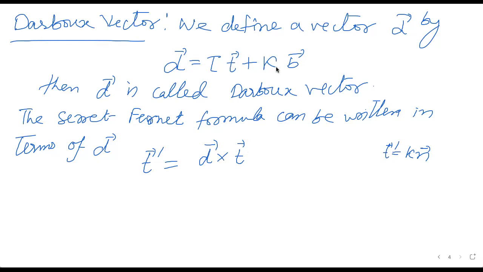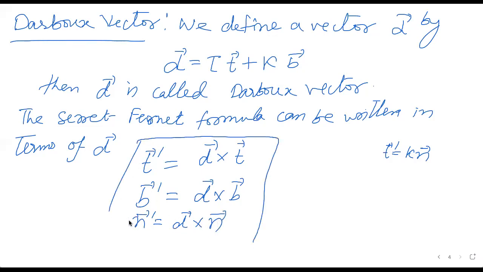It is 0. And b cross t is how much? Minus n, so it becomes positive n, yes? Because these are unit vectors, the mod will become 1. So this is t dash, then b dash will be t cross b, and n dash will be t cross n. It is actually a symmetric, simple expression: t dash is D cross t, b dash is D cross b, and n dash is D cross n. So this is called the Darboux vector, and this Serret Fernet formula can be written in terms of the Darboux vector also.